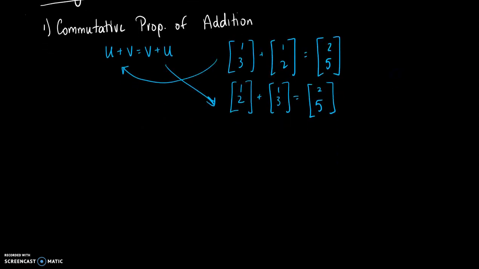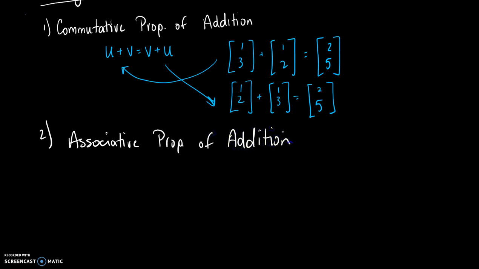Alright, so now what we're going to look at is the associative property of addition. And that just basically states that u plus v plus w in parentheses is equal to u plus v in parentheses plus w.